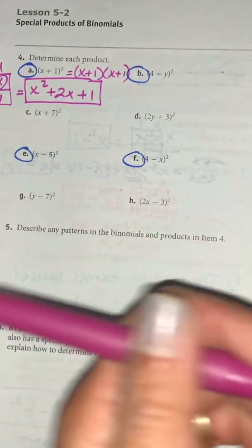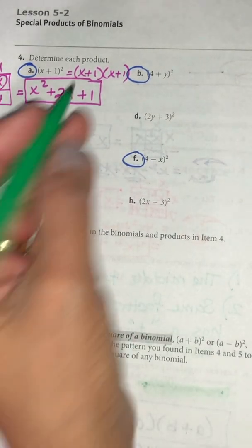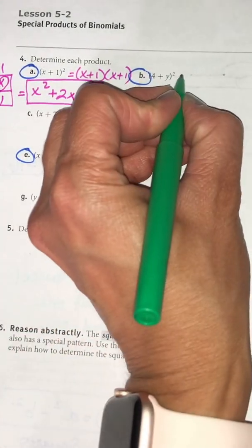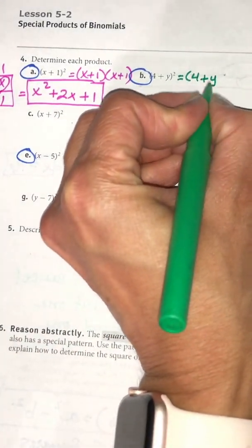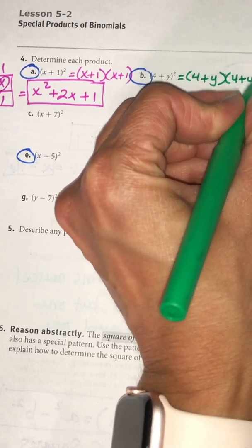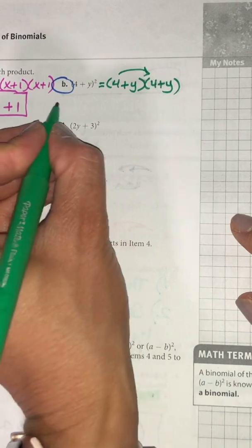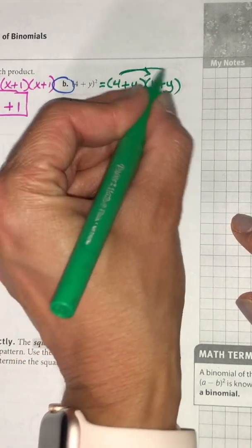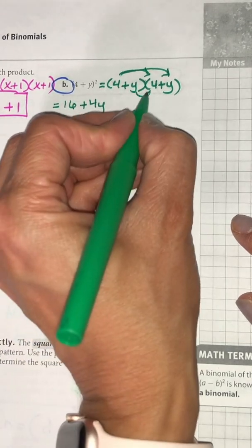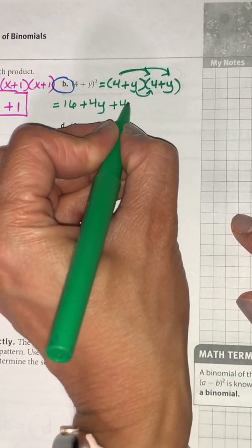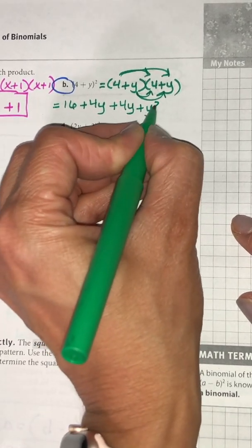So let's look at the next one. Letter B, I'll use distributive property for this one. 4 plus y quantity squared. That means I have 2 quantities of 4 plus y. So 4 plus y times 4 plus y. And we're going to distribute this out. 4 times 4 is 16. 4 times y is 4y. Y times 4 is 4y. Y times y is y squared.